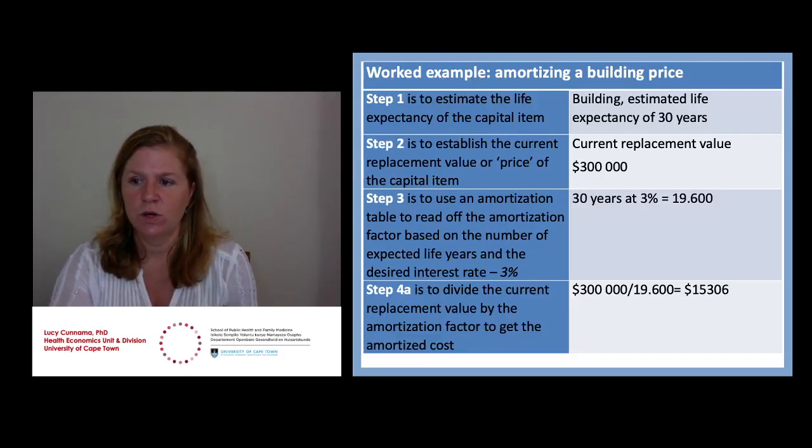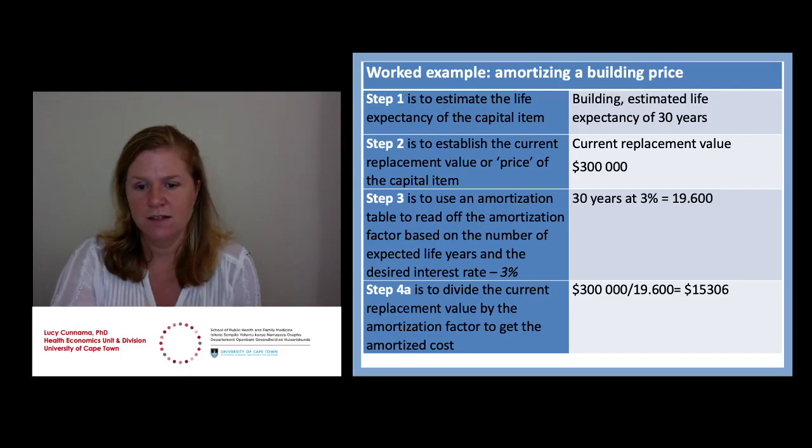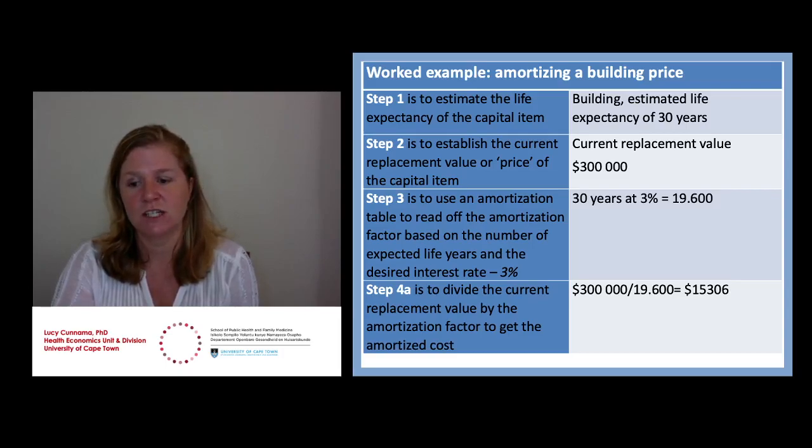So here we're going to use 19.6. Step 4A is to divide the current replacement value by this amortization factor that we just found on our amortization table, and this gives us our amortized cost. So we're going to take our $300,000 and divide this by 19.6, and we're going to get $15,306. So that is our amortized cost.